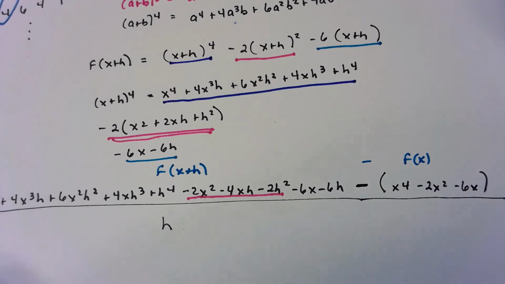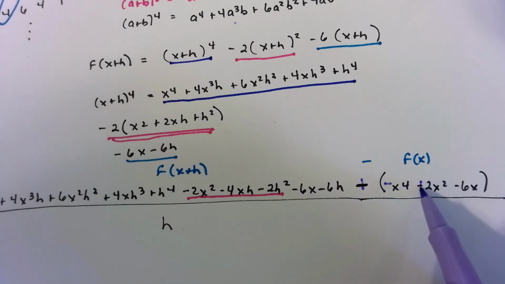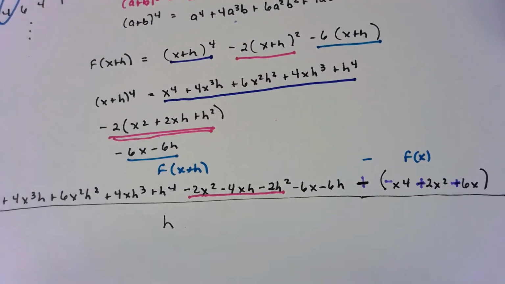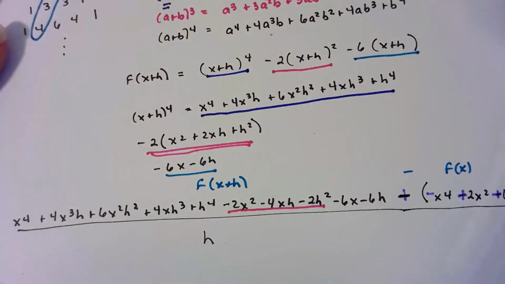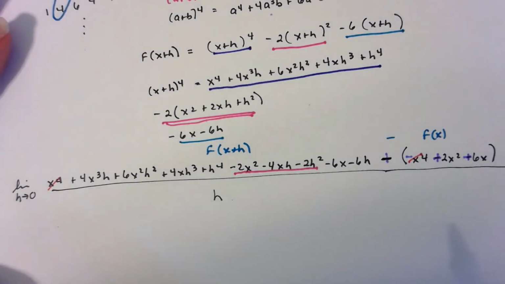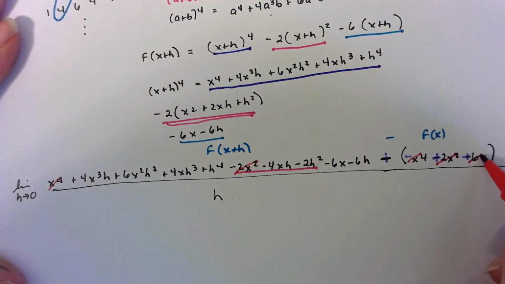And if I go ahead, let's use lavender. If I distribute this negative sign now, this is going to become a positive, this is going to become negative, this is going to become positive, and this is going to become positive. That way I didn't have to rewrite it. And now I can start canceling stuff. The x to the fourths are going to cancel. The 2x squareds are going to cancel, and the 6x's are going to cancel.